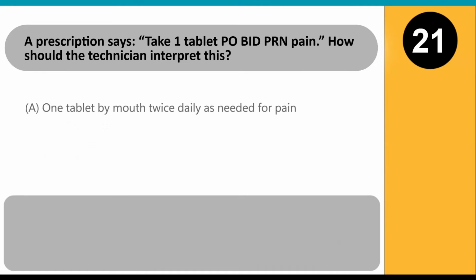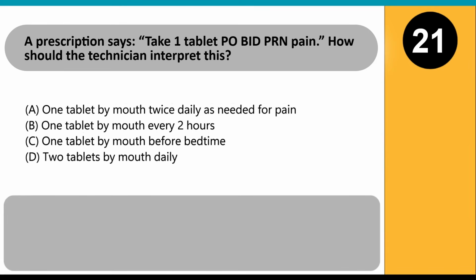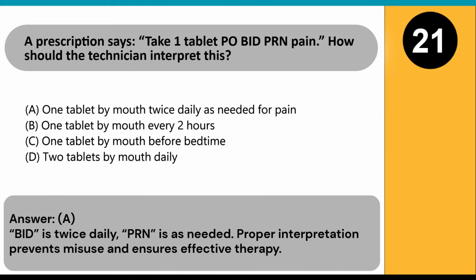A prescription says, take 1 tablet PO-BID PRN pain. How should the technician interpret this? A. 1 tablet by mouth twice daily as needed for pain. B. 1 tablet by mouth every 2 hours. C. 1 tablet by mouth before bedtime. D. 2 tablets by mouth daily. Answer: A. BID is twice daily, PRN is as needed. Proper interpretation prevents misuse and ensures effective therapy.